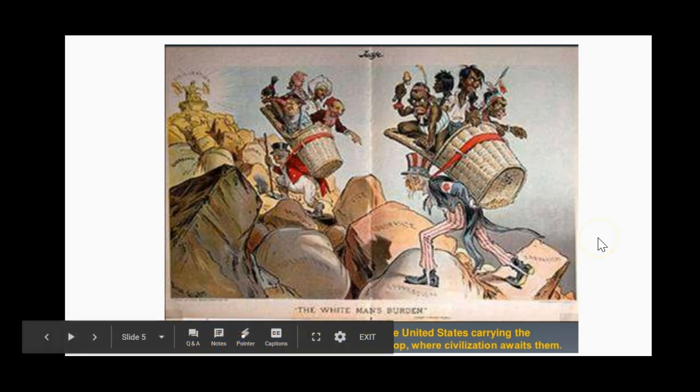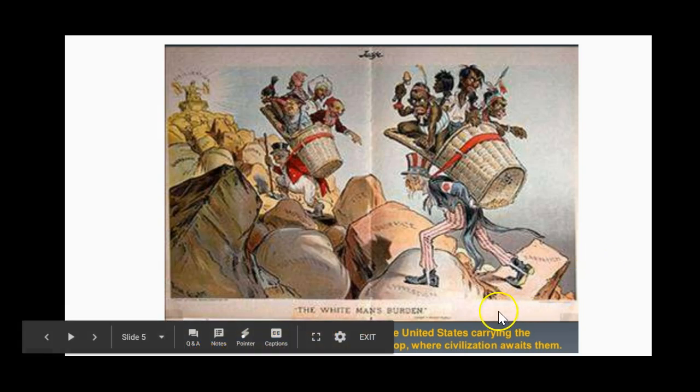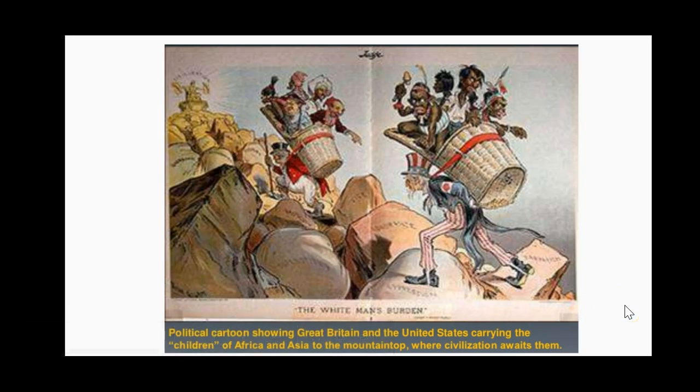I wanted to share this one with you because one of the previous resources that you had was called The White Man's Burden. Kipling, the poet, wrote the poem called White Man's Burden. This idea is used in the imperialist era to justify why Europeans and Americans were doing what they were doing around the world.